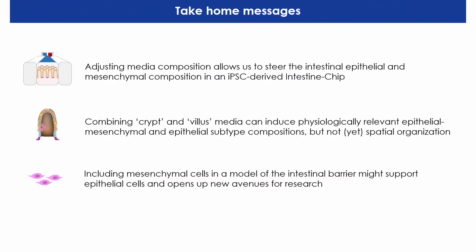And that brings me to the take-home messages. So I've shown you that adjusting media composition allows you to steer the epithelial and mesenchymal composition in an iPSC-derived intestine-Chip, that by combining crypt and villus media, we can induce physiologically relevant epithelial, mesenchymal, and epithelial subtype compositions, but not yet spatial organization. So this is something that we're really still improving. And that including mesenchymal cells in a model of the intestinal epithelial barrier might actually be beneficial for the epithelial cells and open up new avenues for research, because these cells are more and more implicated in different disease phenotypes.